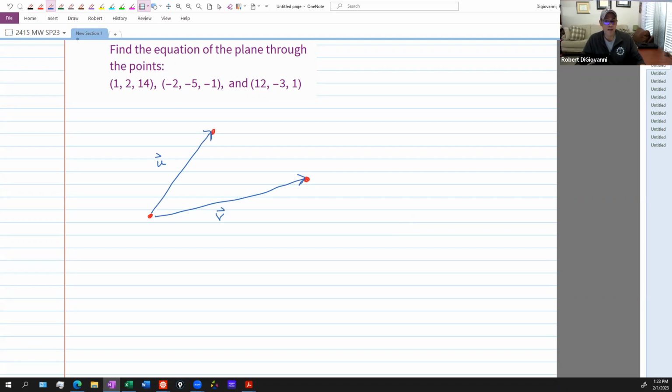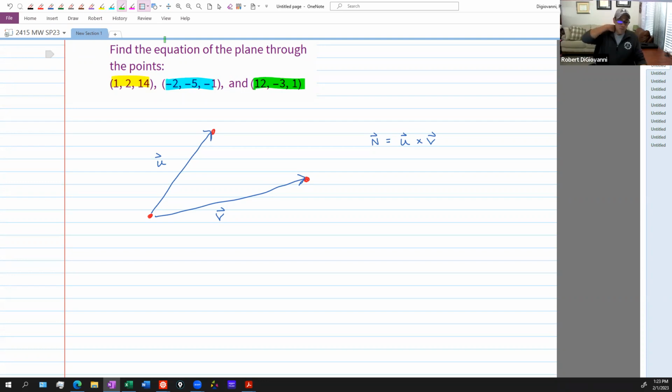Once I figure out what those vectors are, I'm going to find the normal vector of this plane by taking the cross product of those 2 vectors. That will get me my normal vector. And once I have that normal vector, all I'm going to need is a point. Well, I actually have 3 points. I can pick any of these.